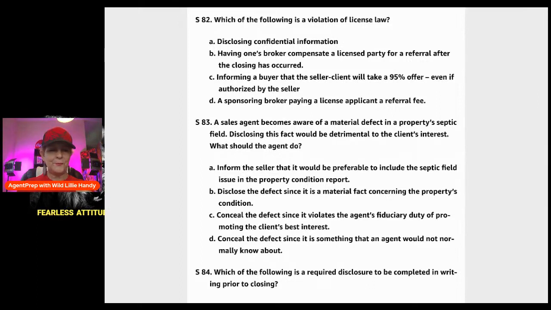Hi, Lisbeth. Yes, number 83 is B. Disclose the defects since it is a material fact concerning the property's condition. Anything that we are aware of or that the client lets us know and writes in the seller's disclosures, okay, must be disclosed. It is a property defect.